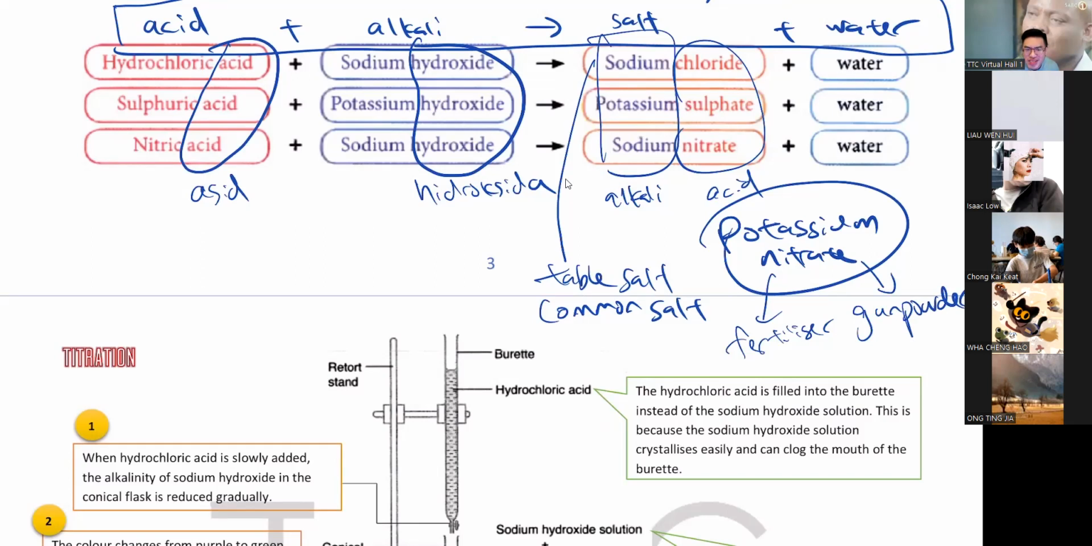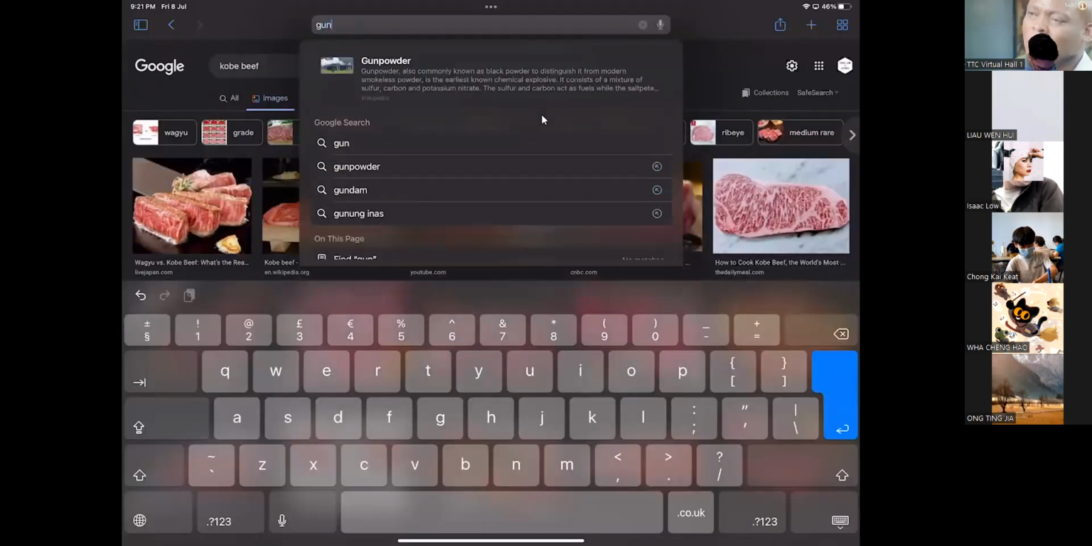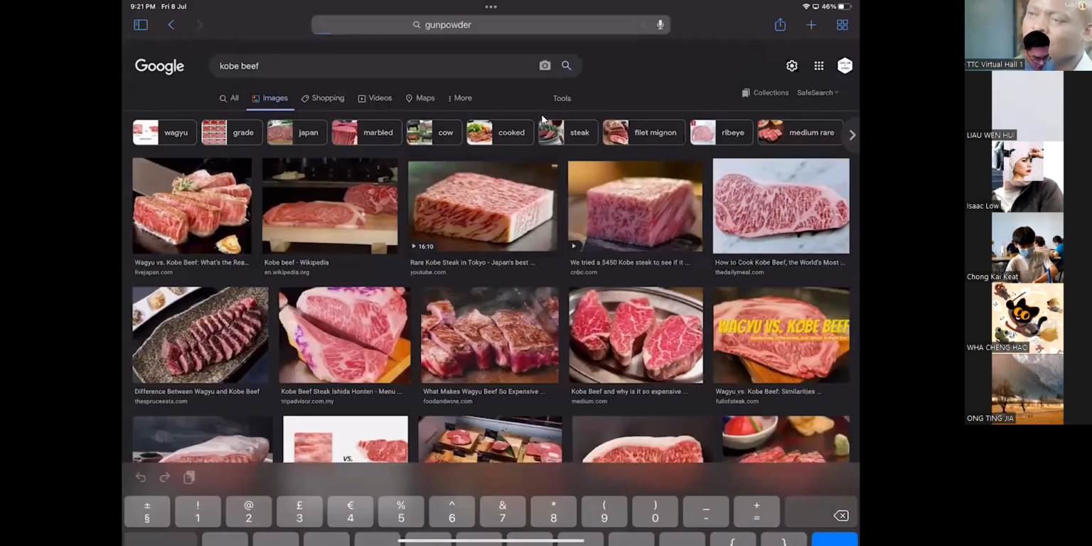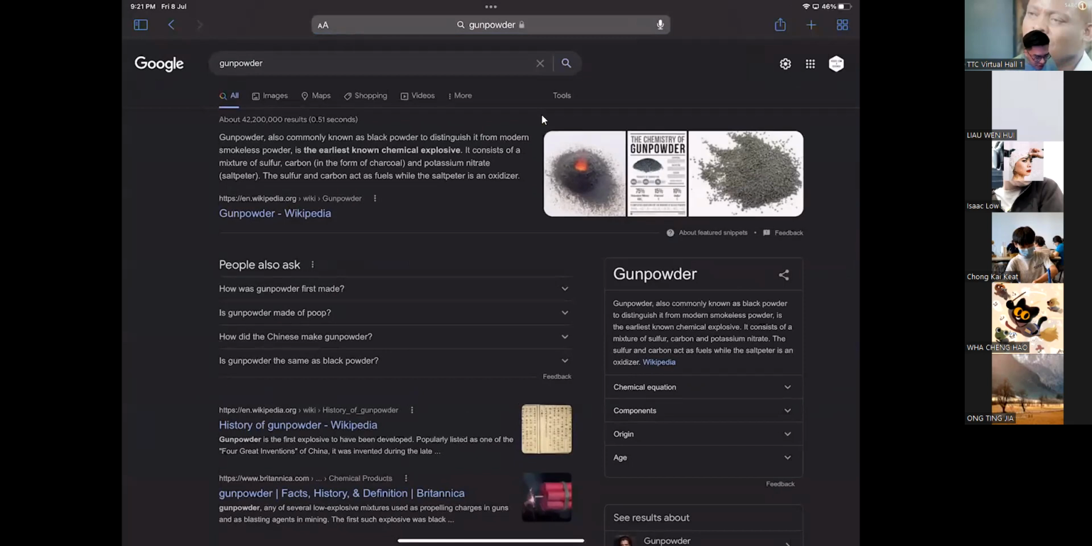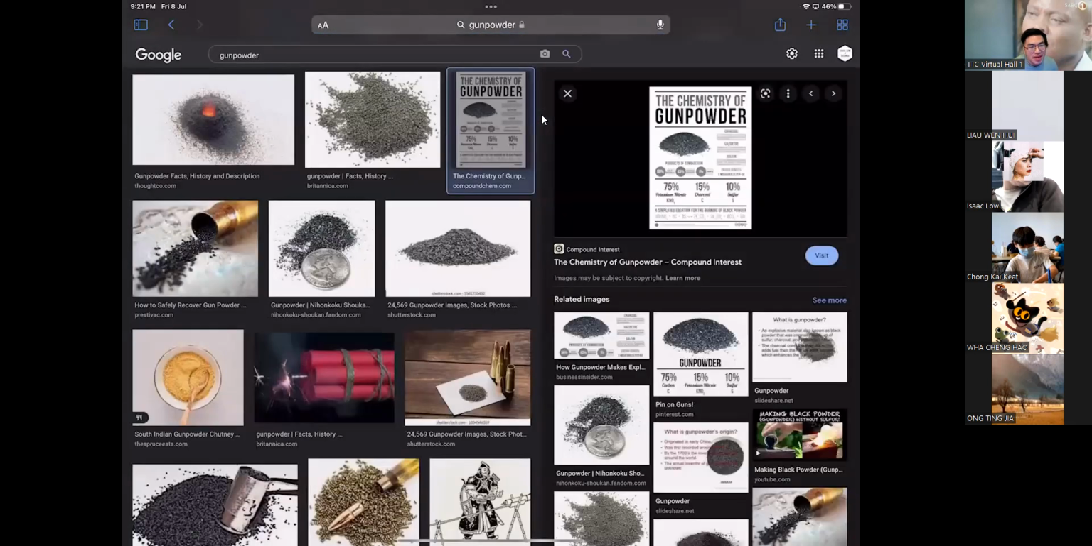Do you know what gunpowder is, guys? If you're very interested in shooting games, if you're very interested in firearms, I am. So your gunpowder is 75% potassium nitrate. Potassium nitrate is actually your gunpowder. So this is actually quite interesting. Okay, I'm glad you like guns.